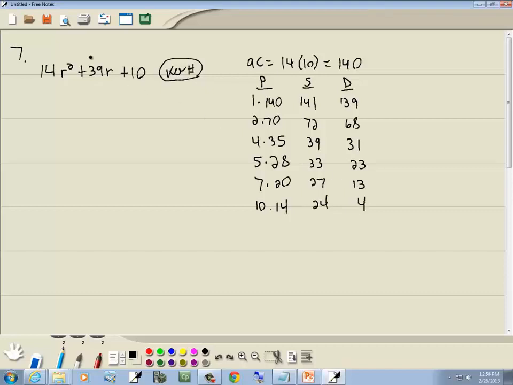I was looking for my number. I didn't see it. But I see it now. We're looking for 39. Here's our 39. So we're going to use 4 and 35.